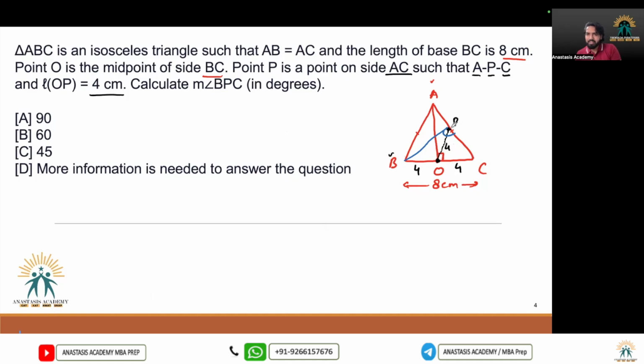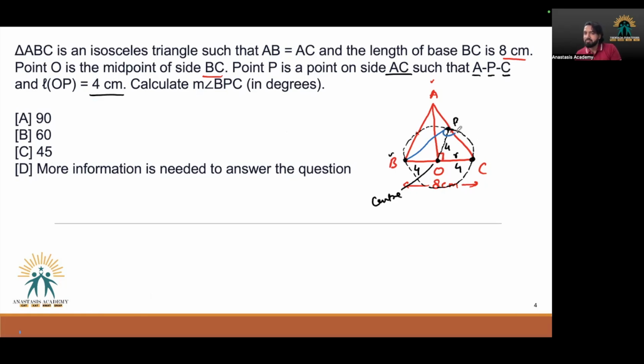Let me just draw the circle. So I've drawn this circle where O is the center, right? And because C is a point on the circumference, OC is a radius. P is also a point on the circumference, so OP will also be a radius. Also, point B lies on the circumference, so OB is also a radius, correct? And we know a very important property: a triangle in a semicircle subtends an angle of what? 90 degrees at the circumference, correct?